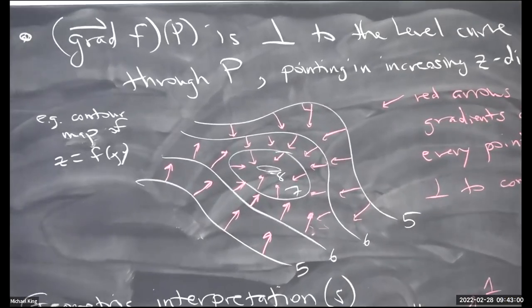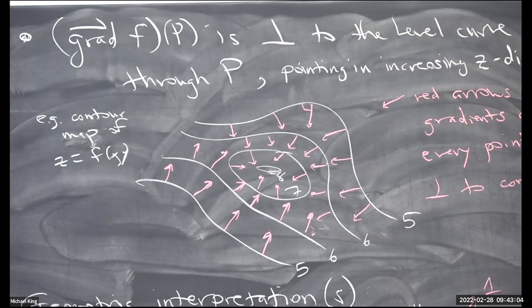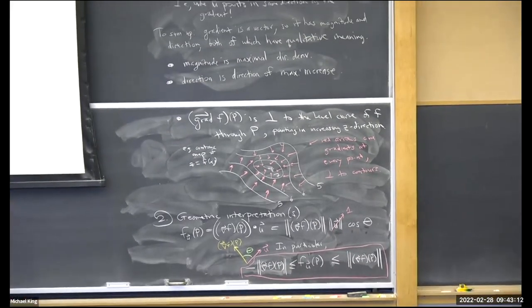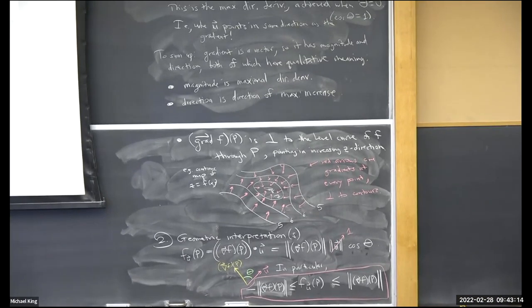This is what I was talking about, that the arrows point perpendicular to level curves in the direction of increasing z. Like that, okay.